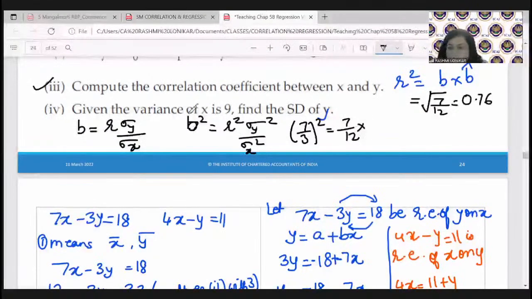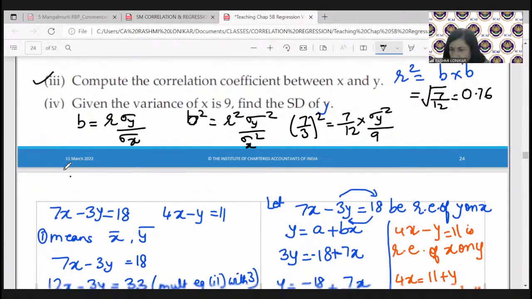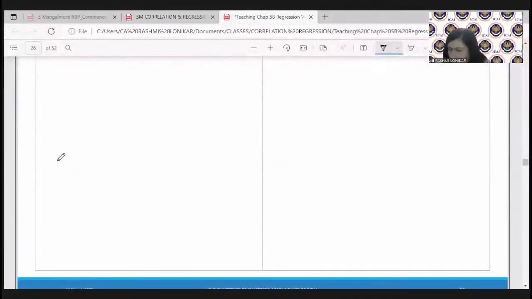Given the variance of x is 9. Sigma y I don't know. And sigma x square is 9. Okay. Variance is given to me as 9. So I need to solve this. So how much will I get? Sigma y square. Let me write it down again. Okay. I have a place over here.